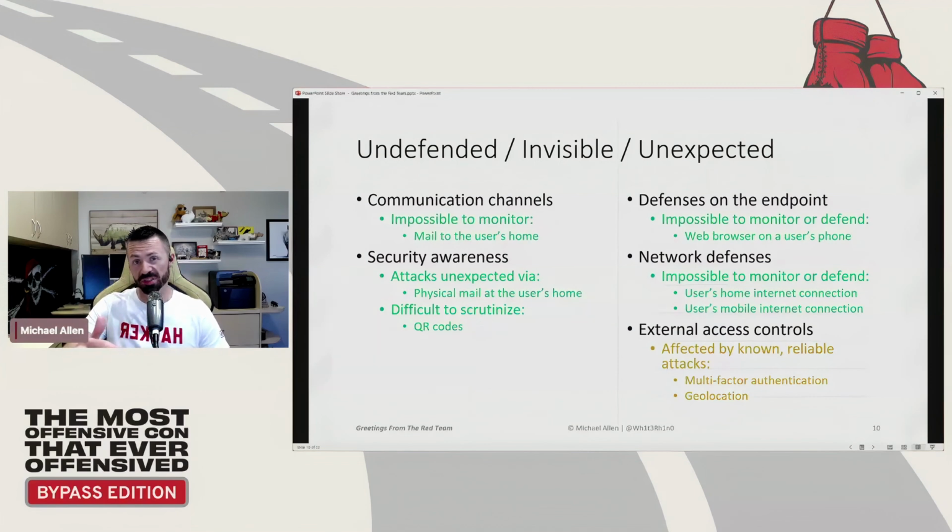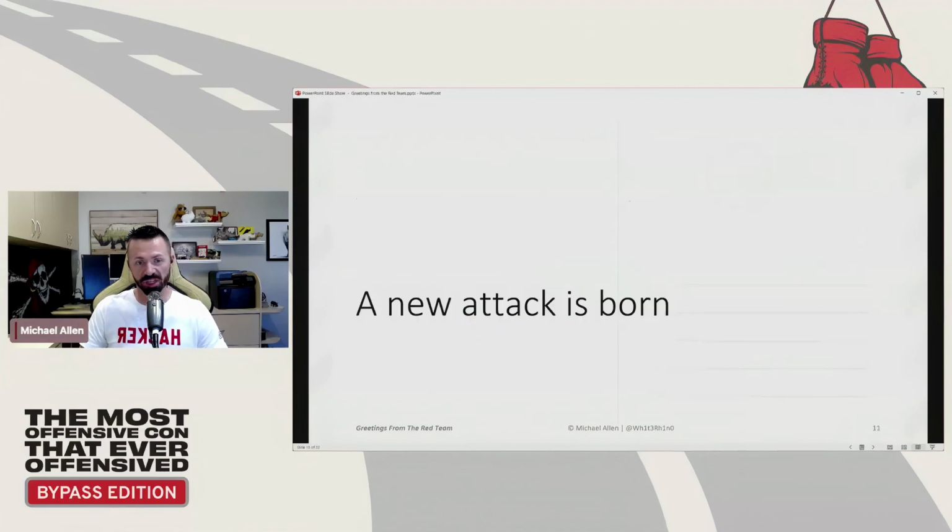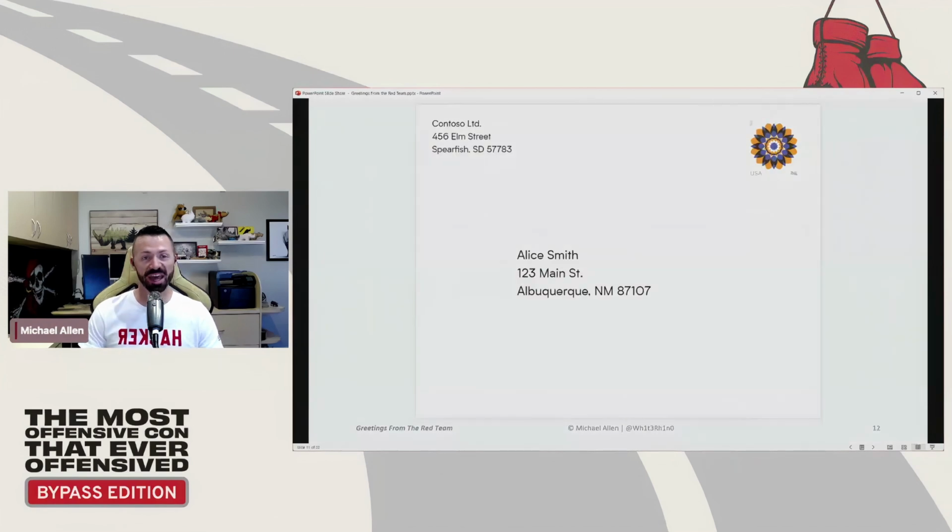So now as you look through this list, you can kind of see where this is going. The solution actually starts to become more and more self-apparent the more we think about where it's not possible to defend. So from this, a new attack was born. And the first layer of this attack is what you see on screen now. This is the envelope that we send to our target user's home address. And the nice thing about sending something through the mail like this is we can control everything that's on the outside of the envelope. So we can control the return address up in the top left corner, and we could put whatever company name and address we want there.